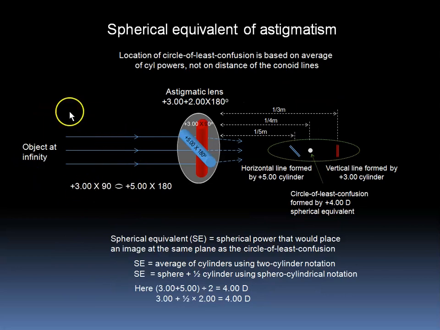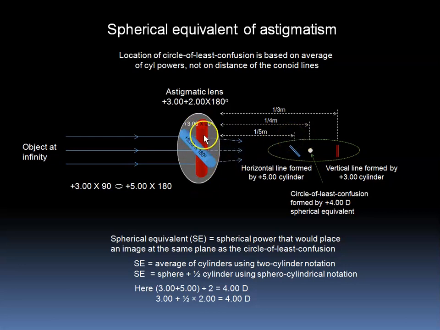Here we see an object at infinity that is being refracted by this lens with 3 diopters vertical cylinder and 5 diopters horizontal cylinder. Because this lens does not have the same cylinder in every axis, this is an astigmatic lens that will result in a conoid of Sturm. The higher power horizontal cylinder will create a corresponding line 1/5 meter behind. This is 5 diopters in this axis, and there is the line behind it 1/5 of a meter away.